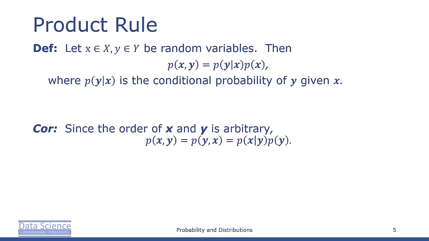However, we'll note that the ordering of x and y is arbitrary, which means that the probability of x and y is the same as the probability of y and x, which means the probability of x and y is also equal to the probability of x given y times the probability of y.